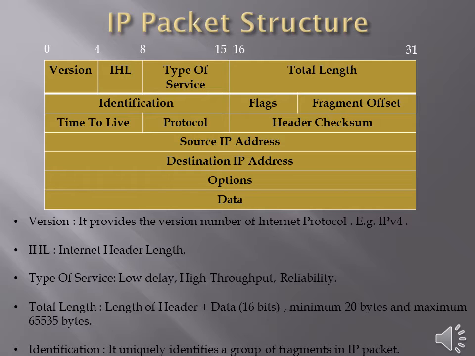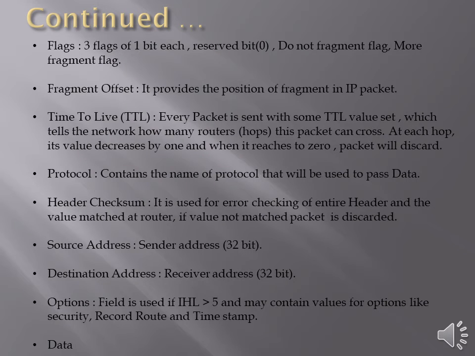Identification uniquely identifies a group of fragments in a packet and it also takes 16 bits. Flags: 3 flags of 1 bit each. Reserved bit, do not fragment flag, more fragment flag. Fragment offset provides the position of fragment in IP packet, means the location of fragment.